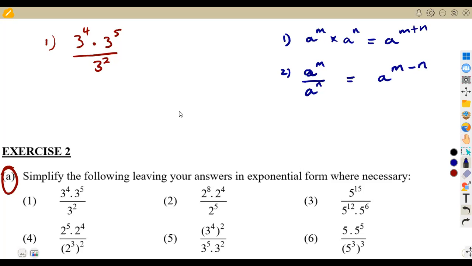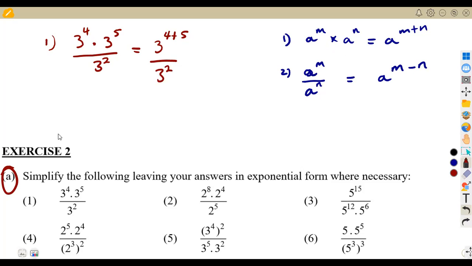All right. So on a condition like that, in the first part I'm considering 3 and 3. They are the same. So what am I going to do? I'm going to add the exponents. Why? Because I'm multiplying. So the exponents there are 4 and 5, and I'm going to have 3 to the exponent of 4 plus 5, everything over 3 to the exponent of 2.